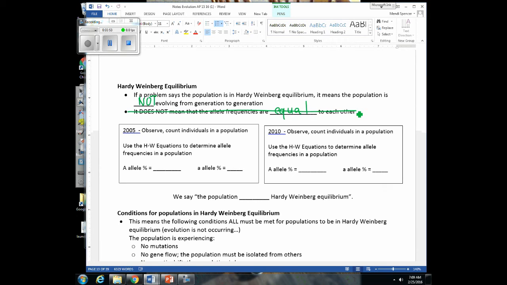So this is what we mean by Hardy-Weinberg equilibrium. Let's say we have a dominant allele frequency of 0.7, so our recessive allele frequency is 0.3. And this was in 2005. And when we look at that population later, like in 2010, we see that the allele frequency is exactly the same, 0.7 and 0.3. Then we would say that the population is in Hardy-Weinberg equilibrium. Notice my allele frequencies here to here are not the same. It's just from year to year. The dominant and the recessive allele frequencies are not changing over time.